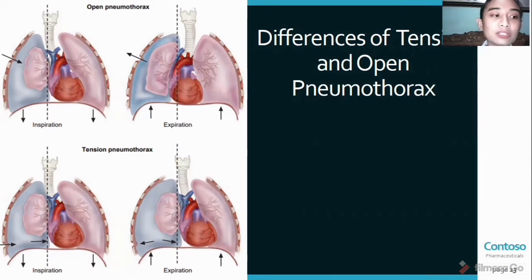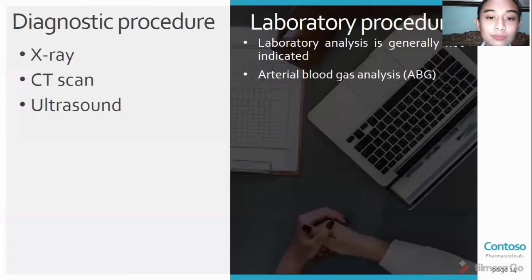In tension pneumothorax, air enters but cannot leave the chest. As the pressure increases, the heart and great vessels are compressed and the mediastinal structures are shifted toward the opposite side of the chest. The trachea is pushed from its normal midline position toward the opposite side of the chest, and the unaffected lung is compressed.